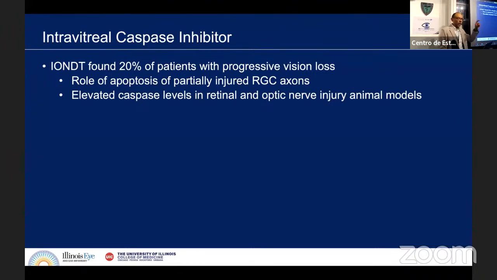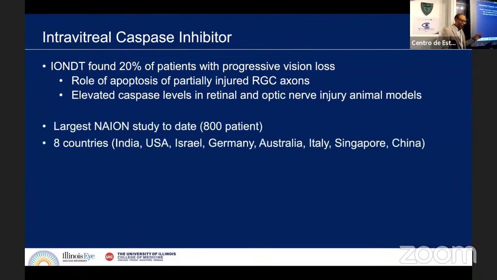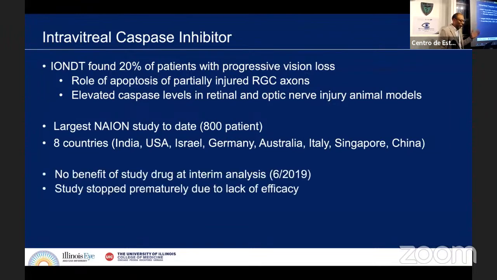Remember, we said about 20% of patients can continue to lose vision. This study was trying to see, can we intervene and prevent that additional 20% of vision loss? We thought that there was a role of apoptosis in those patients, and caspase inhibitors can prevent apoptosis. So let's inject caspase inhibitors into the vitreous to see if we can make any headway. 800 patients all over the world.